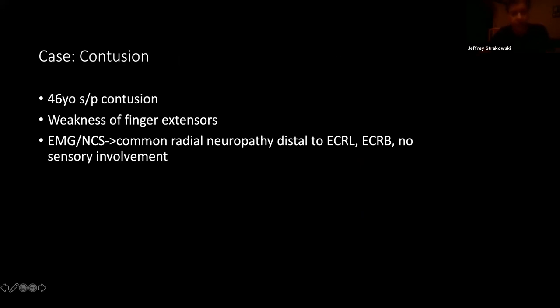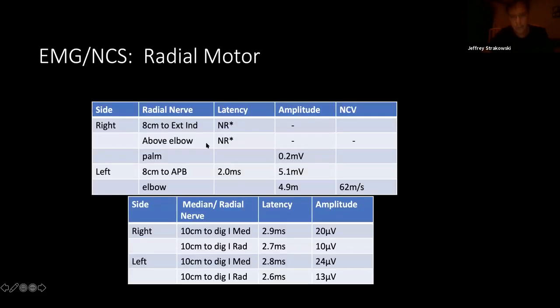I'll try to go fast so I don't take too much time, but this is an example of somebody that had a contusion in their forearm, a 46-year-old, who had weakness of his finger extensors. So an EMG nerve conduction study was done, and it was diagnosed to be a posterior interosseous syndrome. And here's the EMG study. There was basically no response to the extensor indicis, or the recording from that.